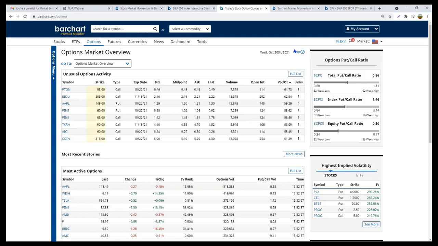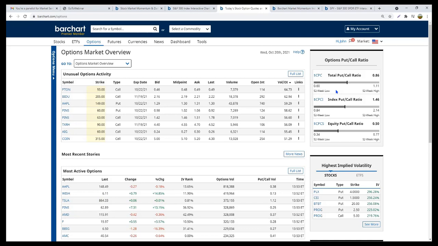Over here on the right, we have three ratios for you, and these are put to call ratios. So what does that mean? Well, it means that we look at the volume of put options and the volume of call options, and we divide the put volume by the call option volume, and that'll give us a ratio. Now, the first one is total, which is all equities. The second one is just indexes, and the third one is just equities themselves.